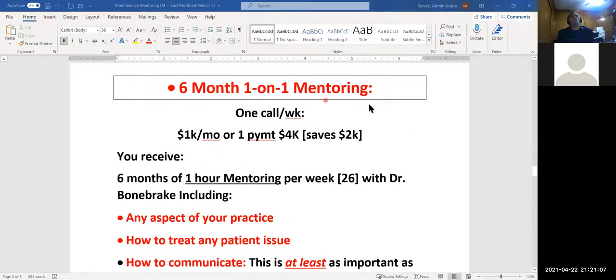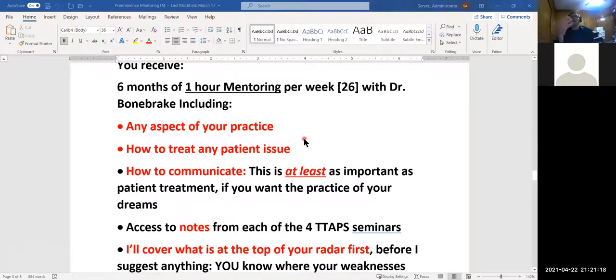The second one is 6 month one-on-one mentoring. One call a week for 26 weeks, just you and me one-on-one. Talk about anything whatsoever about your practice. Now, I don't go in saying, okay, this is what you do with your practice. No. I say, okay, tell me where you feel the kinks are in your practice. I think you know it far better than I could, unless I just sit there and watch all day.